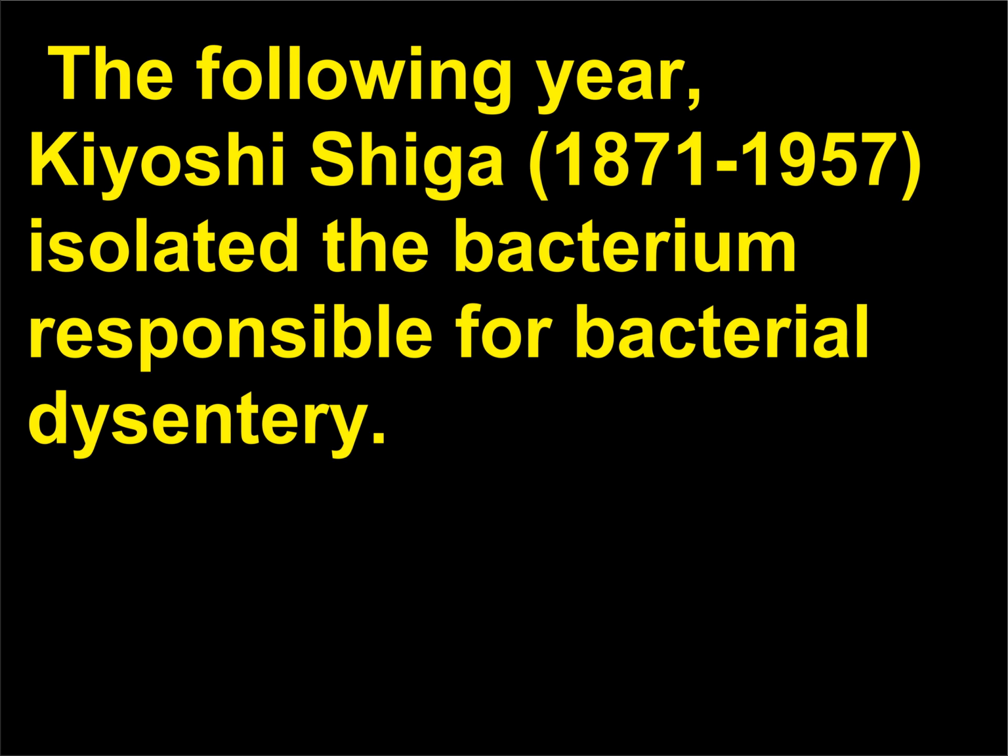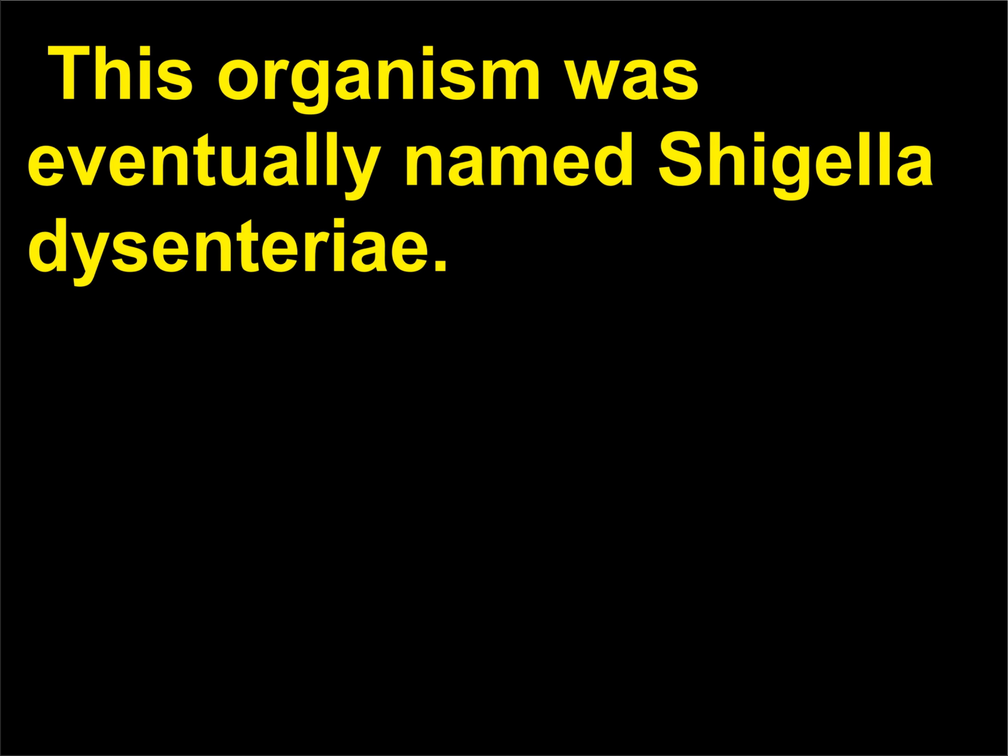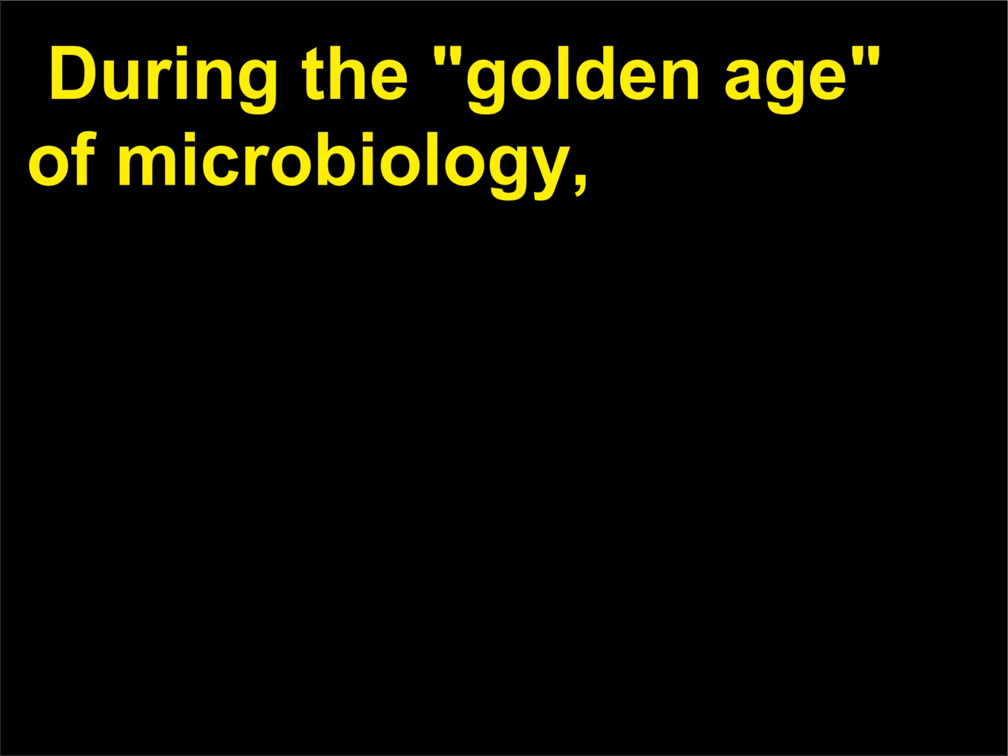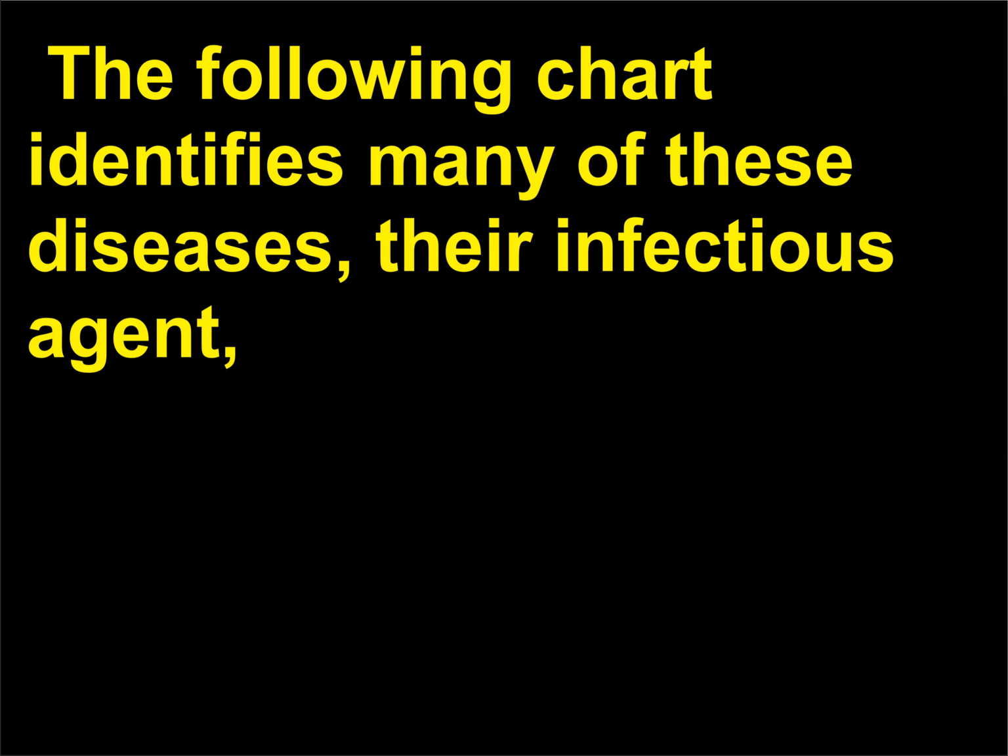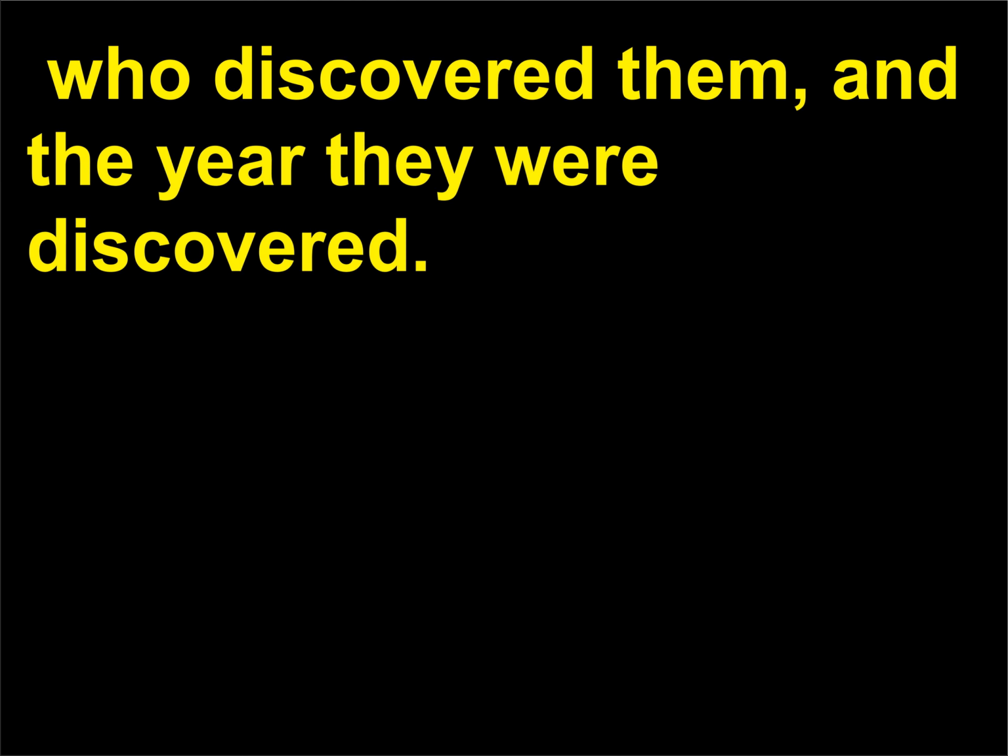The following year, Kiyoshi Shiga, 1871 to 1957, isolated the bacterium responsible for bacterial dysentery. This organism was eventually named Shigella dysenteriae. During the Golden Age of microbiology, researchers identified the specific microorganism responsible for numerous infectious diseases. The following chart identifies many of these diseases, their infectious agent, who discovered them, and the year they were discovered.